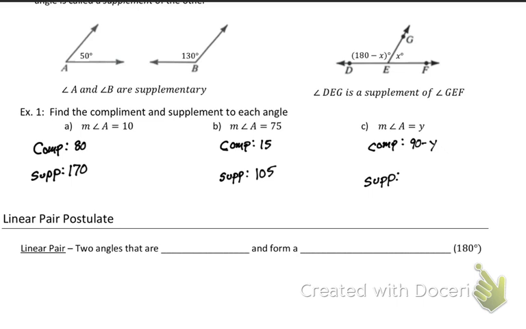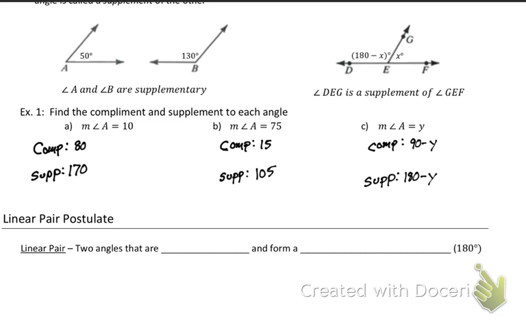So what would the change be if I want to describe the supplement of it? It's going to be 180 minus y. So I don't have to give you a number, but you can still describe how to find that complement and that supplement.